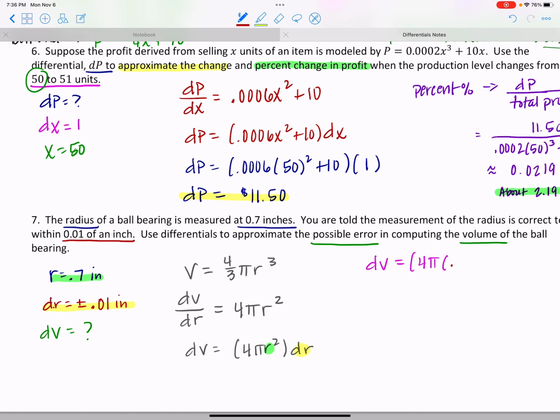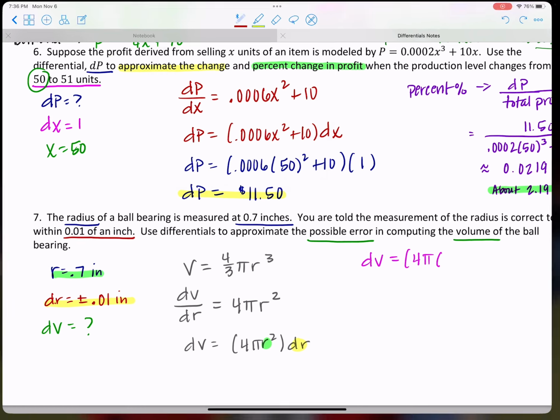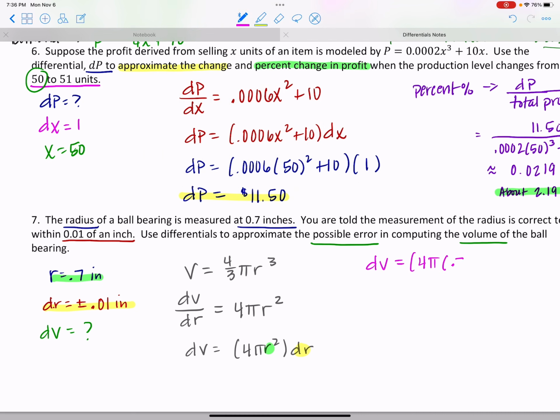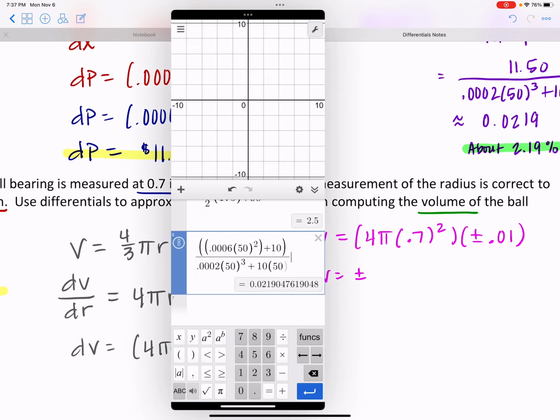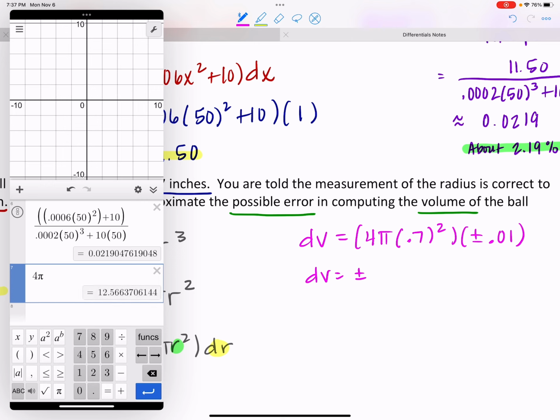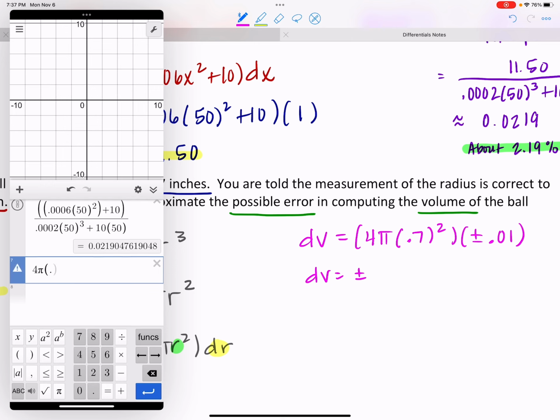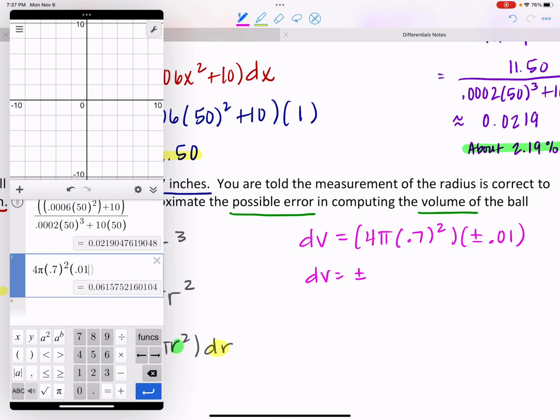So we're still going to put 0.7 in here, and that's going to be squared. And then we're going to multiply by dr, which would be plus or minus 0.01. And so we're not going to type the plus or minus when we go into the calculator with this. It's just going to be in our final answer. So it's one big product of 4 pi and 0.7 squared and 0.01.